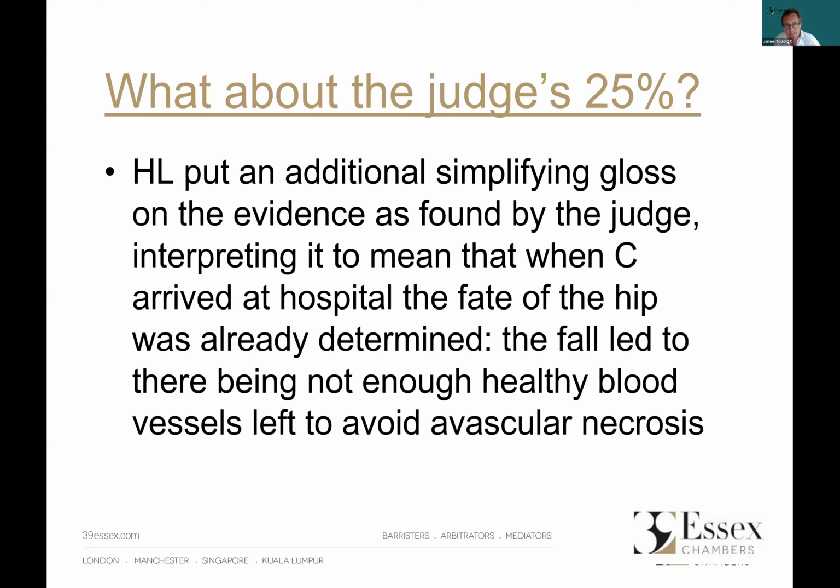They put a simplifying gloss on the evidence, and what they said was that when the claimant fell out of the tree and landed on the ground, he destroyed so many of his healthy blood vessels that at that point, and indeed when he got into the ambulance, the fate of the hip was already determined. He was already going to suffer from avascular necrosis. The die was cast.